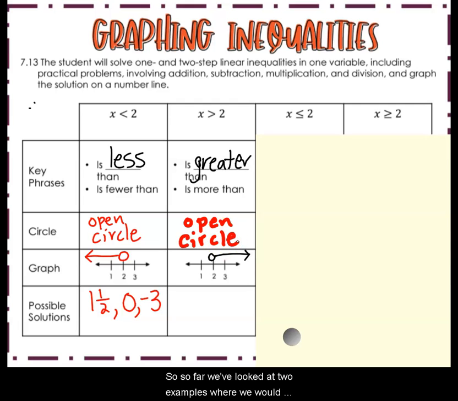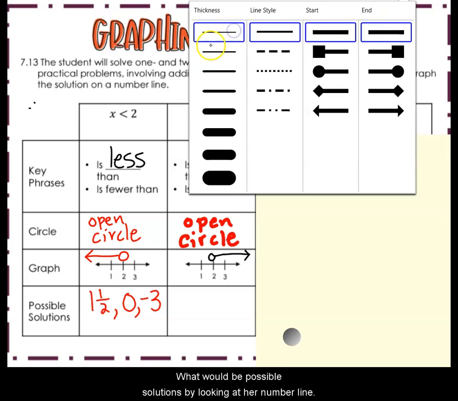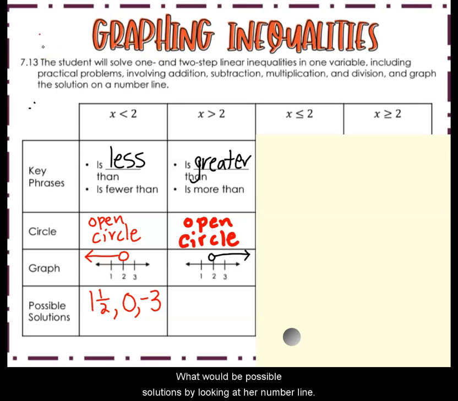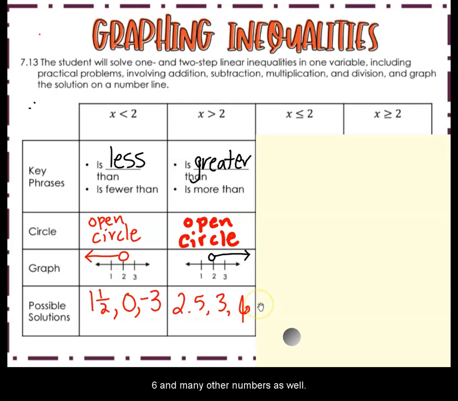So far we've looked at 2 examples where we would use an open circle when graphing on the number line. Let's also take a look at what would be possible solutions by looking at our number line. Numbers that are greater than 2 would be 2.5, 3, 6, and many other numbers as well.